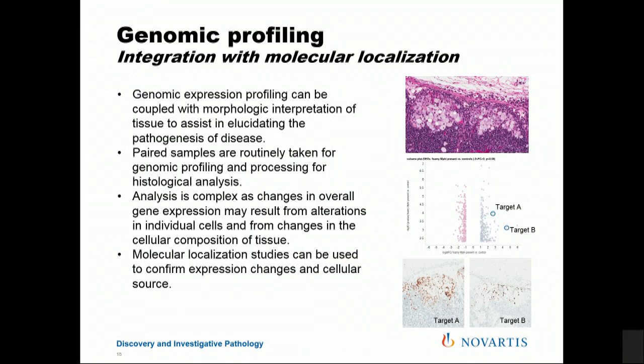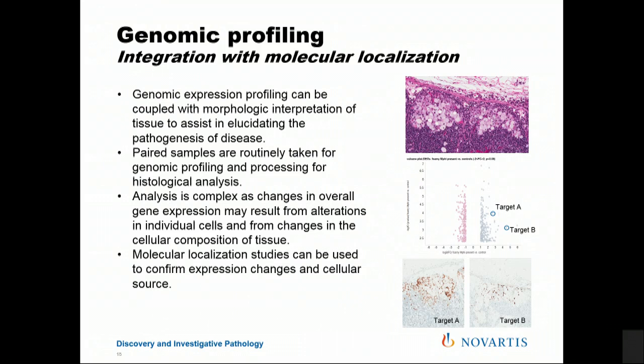Genomic profiling can also be integrated with molecular localization, and this can assist in elucidating the pathogenesis of disease. We often take paired samples, one for genomic profiling, one for routine histopathology and molecular localization. The analysis of these samples can be complex because the overall gene expression changes may result from alterations in individual cells, or probably more importantly from changes in the cellular composition of the tissue. Molecular localization studies can then be used to confirm expression changes in the cellular source.